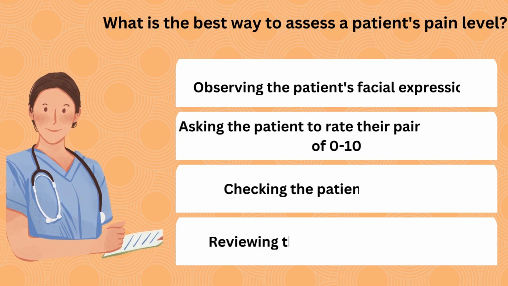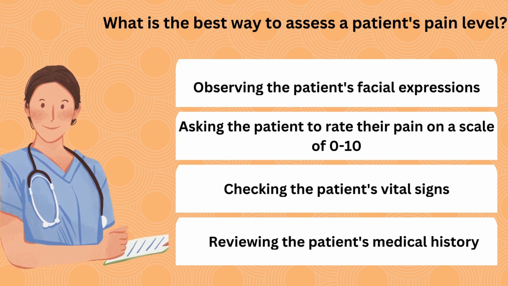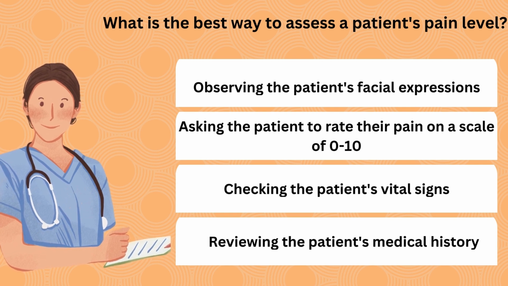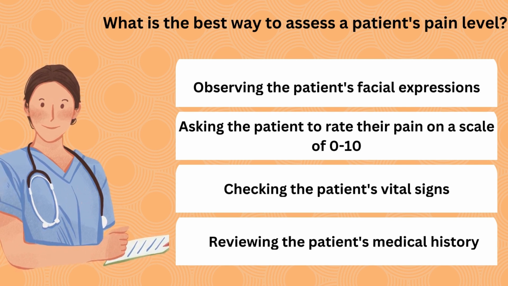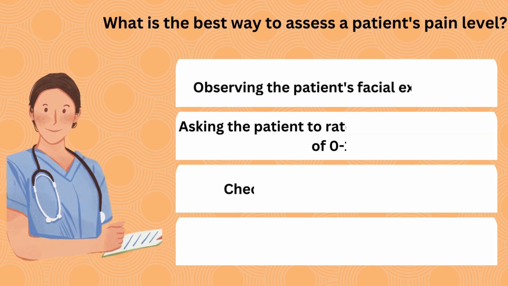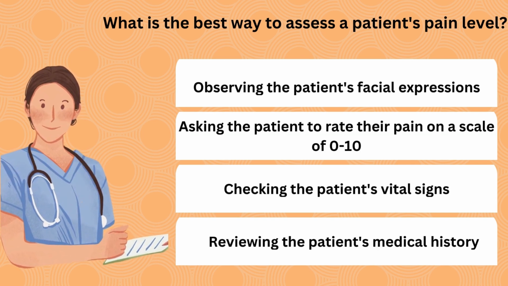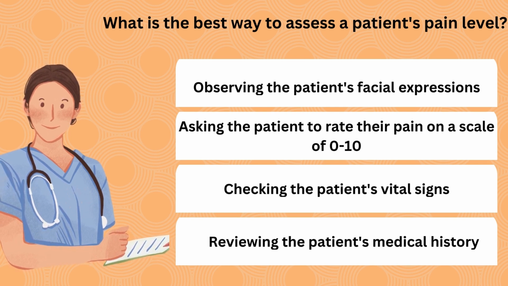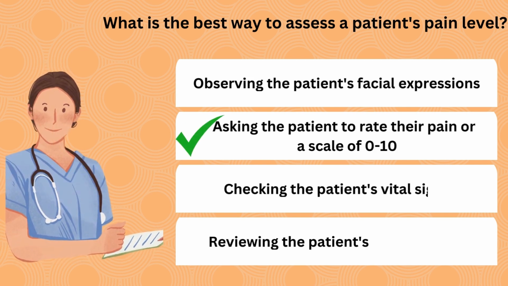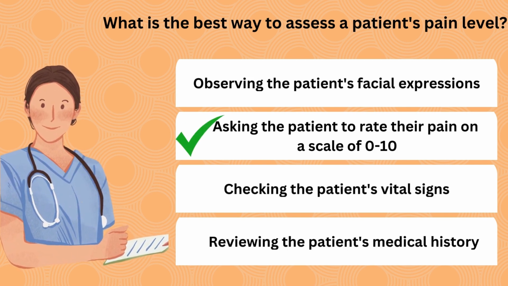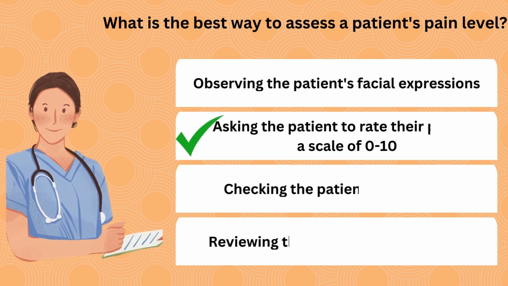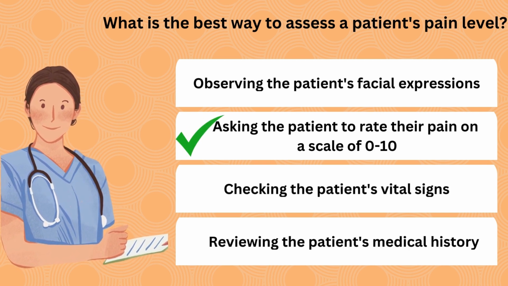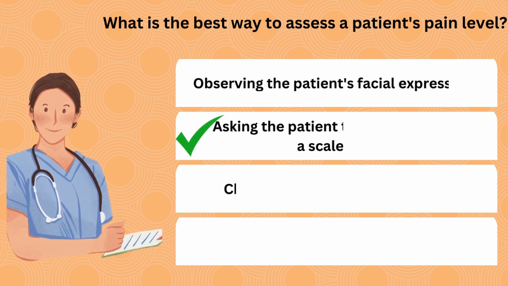Question 17. What is the best way to assess a patient's pain level? Is it A. Observing the patient's facial expressions. B. Asking the patient to rate their pain on a scale of 0 to 10. C. Checking the patient's vital signs. D. Reviewing the patient's medical history. The correct answer is B. Asking the patient to rate their pain on a scale of 0 to 10. A pain scale is a reliable method to assess the intensity of a patient's pain.